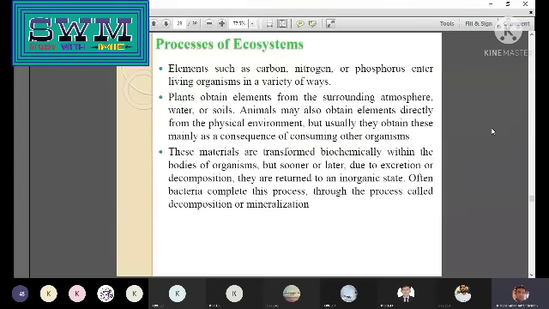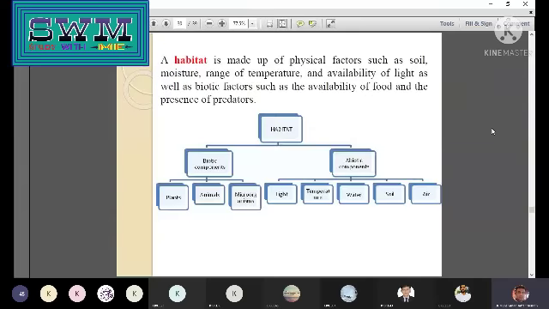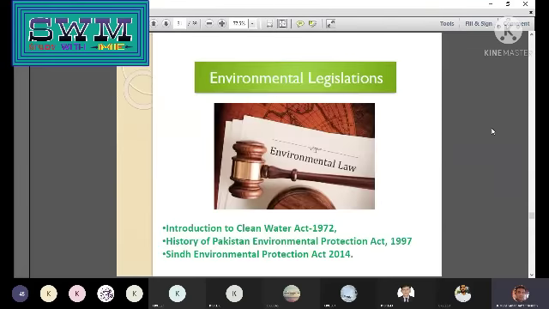Now, process of ecosystem and what is habitat. You read about this habitat too. Habitat may require the biotic components and abiotic components.